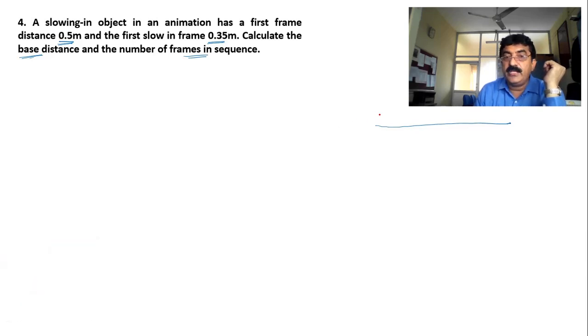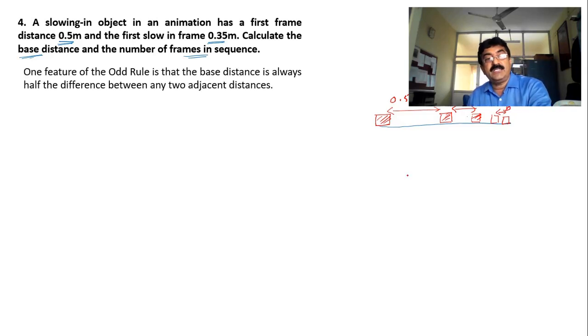See, this is a slow in process. Initial frame is here. I don't know what number, some x number, but it must be odd number. Next will be here, next will be here, like that it slows down. So here to here, this gap is odd multiple of some distance. Next here to here, this is the first slow in distance. So as per the question, this distance is 0.5 meter, first slow in is 0.35 meter. Now I have to find out the least distance, that is base distance.